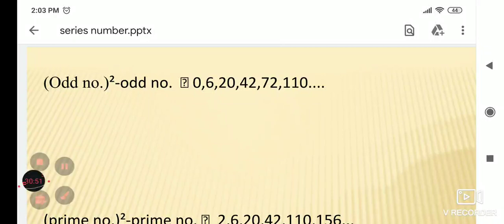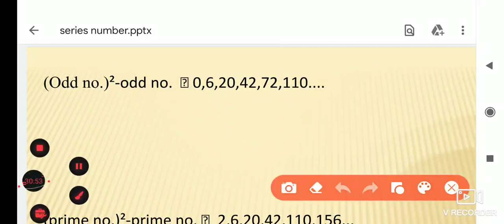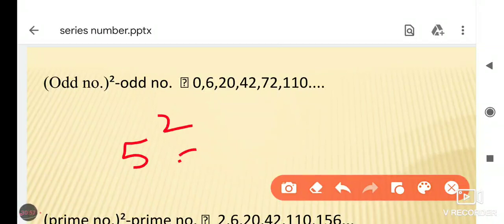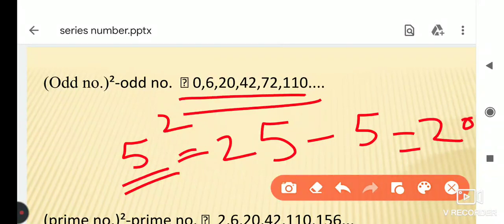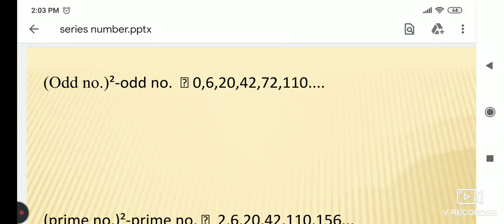The third odd number is 5. The square of 5 is 25, minus the number itself, that is 5, we get the answer 20. So the pattern here follows the odd number square minus odd number.